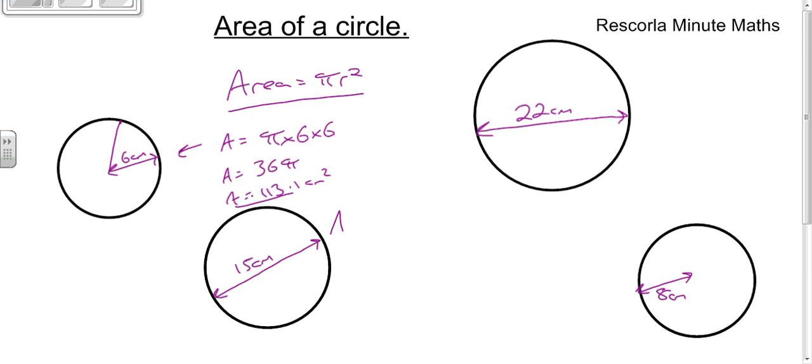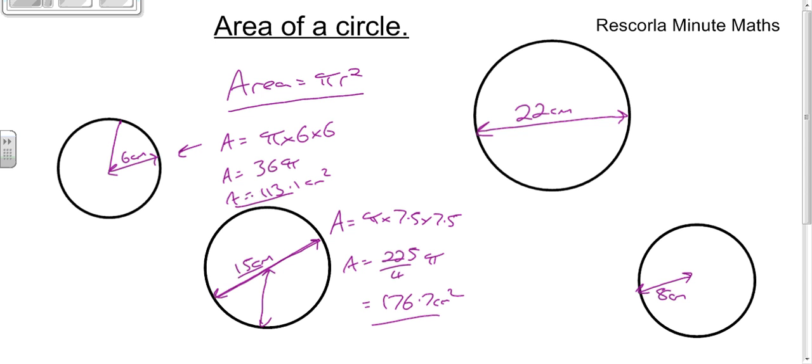Now, the next one, area equals pi times, but this time we haven't got the radius, we've got it all the way across, which is known as the diameter. We want to know what it is into the center. So what we're going to need to do is just halve this. So it's going to be pi times 7.5 times 7.5. So type that into your calculator, pi times 7.5 times 7.5. And then what you end up getting is, if you don't press the SD button, you get 225 over 4 pi. And then as a decimal, that turns out to be 176.7 centimeters squared.